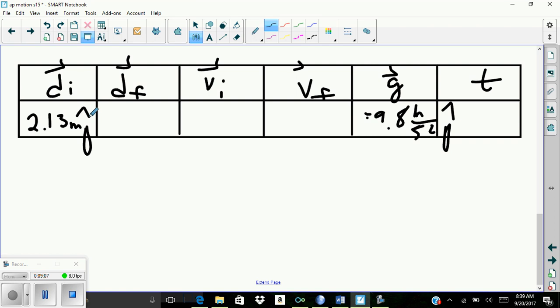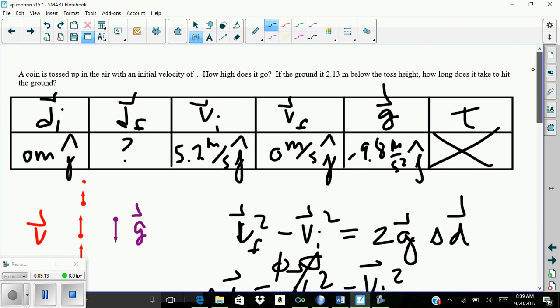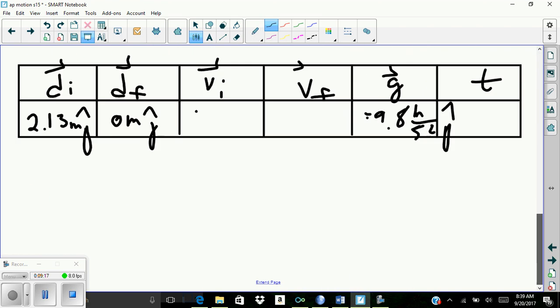Okay, so my initial position is 2.13 meters J hat. My final position is going to be 0 because it hits the ground. My initial velocity is still the same velocity, the 5.2, so 5.2 meters per second J hat. I want the time. Here's the thing though. Be careful. A lot of students right away say the final velocity is 0 because it hits the ground.